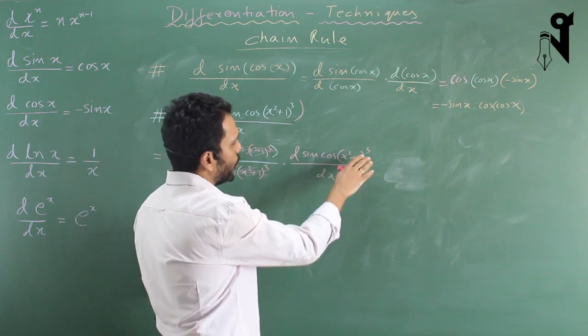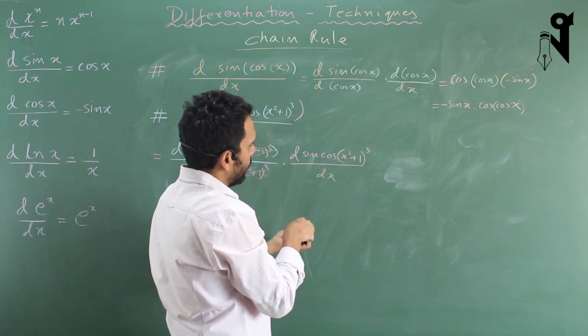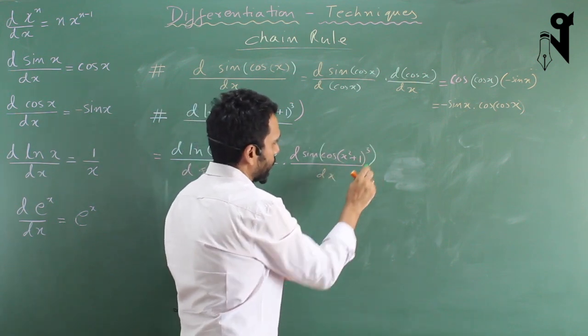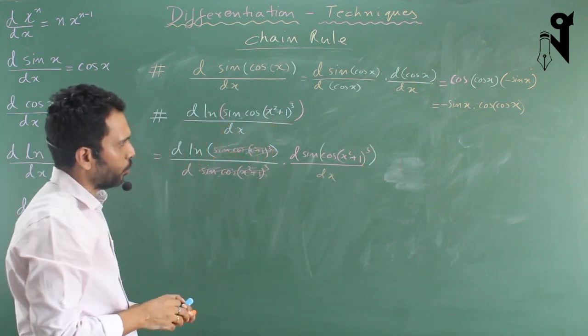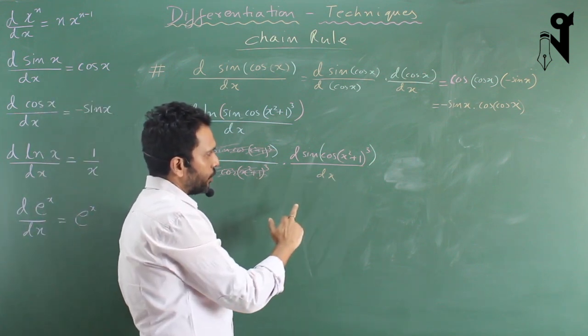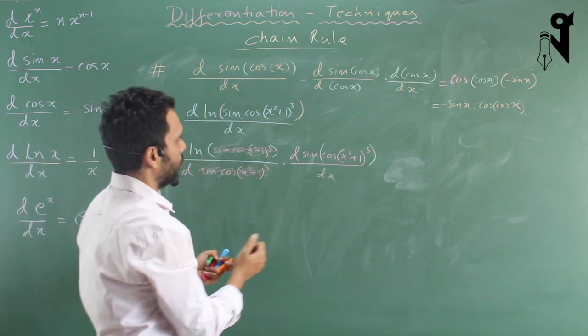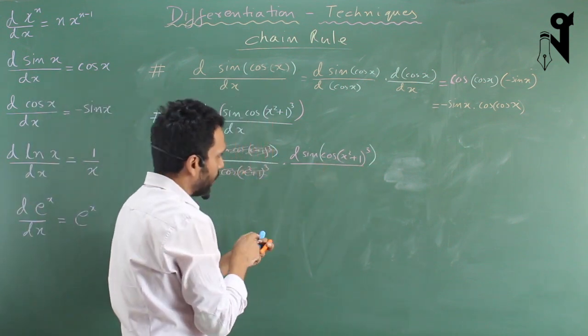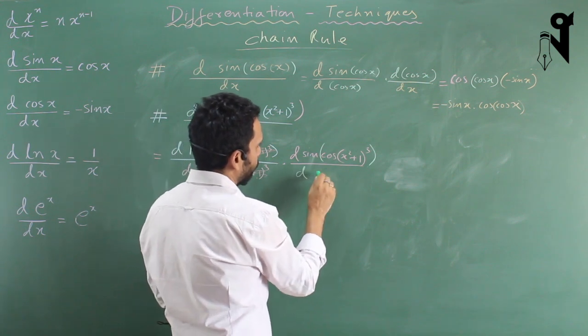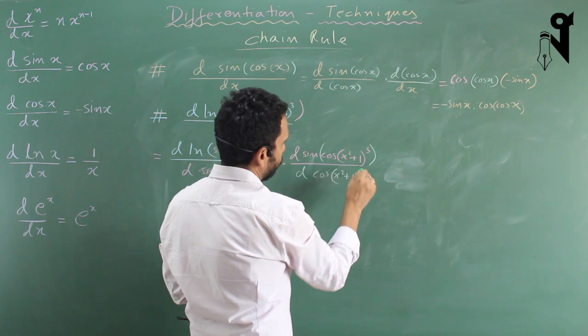What is it? It is a sine of something. So how do you do that? You wish it was not being asked with respect to x. You wish it was asked with respect to whatever it is, because we have a sine of something formula available. So instead of dx, you wish it was d of (cos x square plus 1) whole cube.